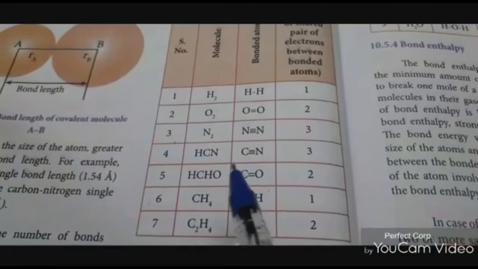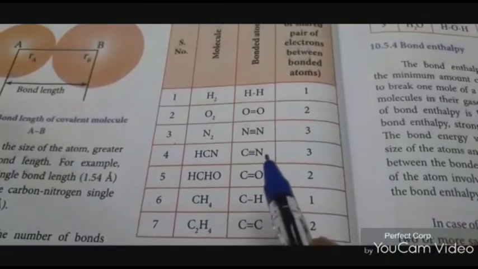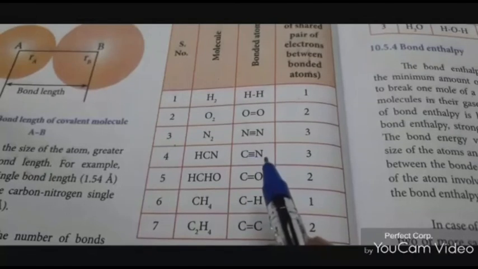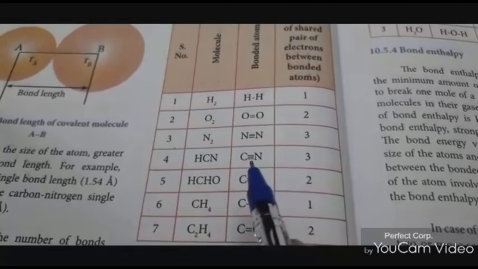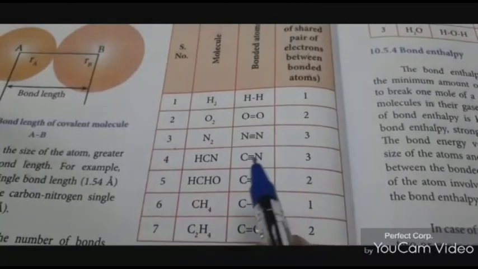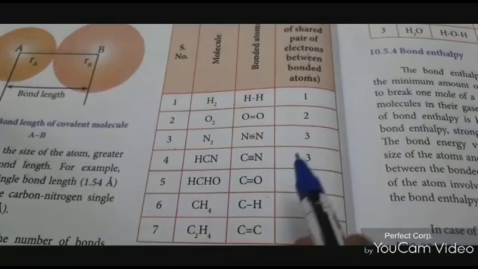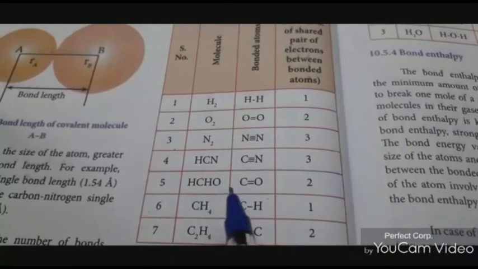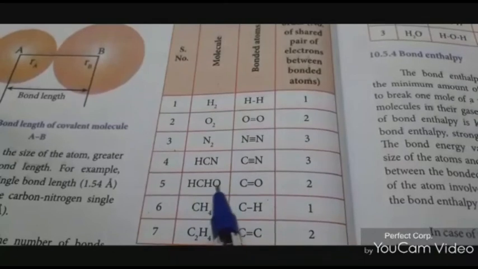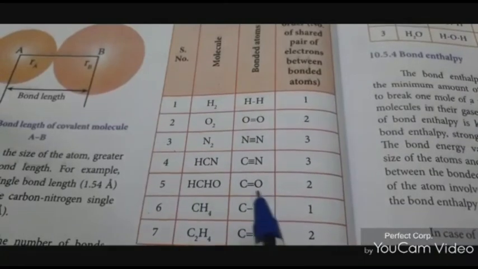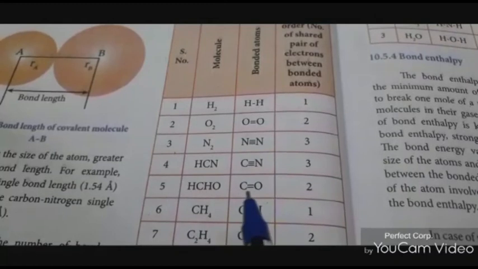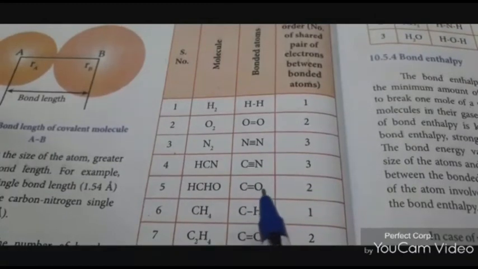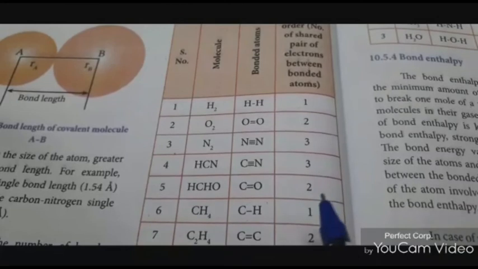Next molecule, HCN. Here C triple bond N, carbon triple bond nitrogen. Here the two bonded atoms share three pairs of electrons and form a triple bond. Here the bond order value is 3. Next molecule, formaldehyde, HCHO. Here C double bond O, carbon double bond oxygen. Here the two bonded atoms share two pairs of electrons and form a double bond. Here the bond order value is 2.